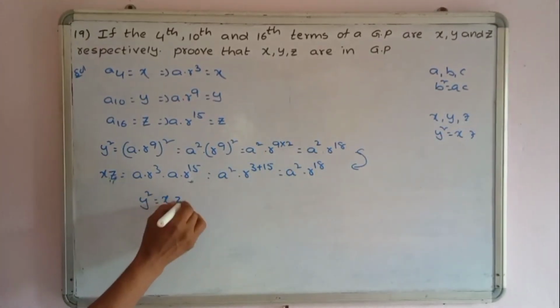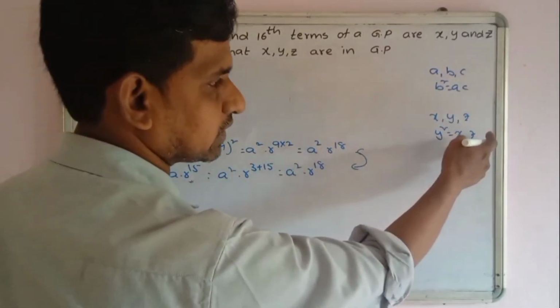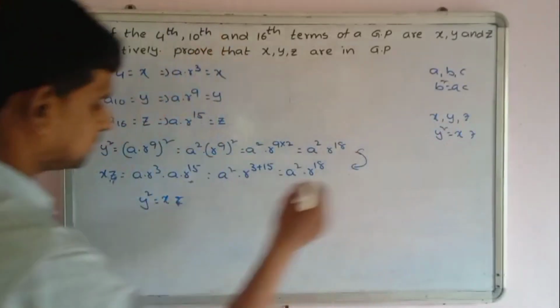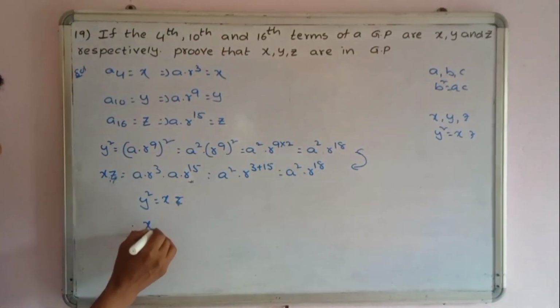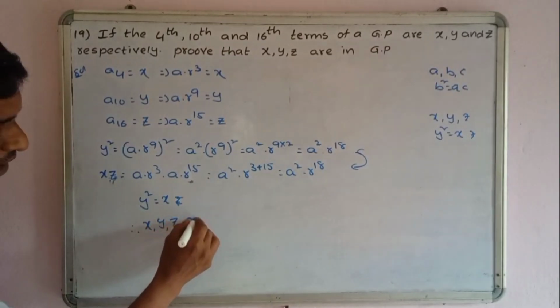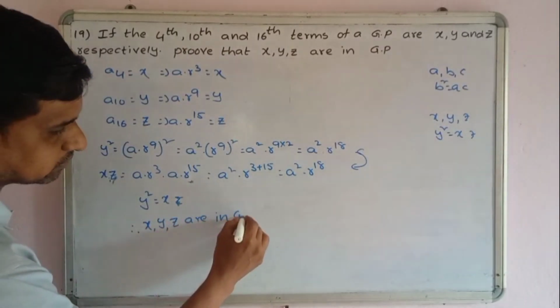సో y square equal to xz అయిందంటే ఆల్రెడీ చెప్పించుకోండి. y square equal to xz అయిందంటే x y z అనేవి ఎక్కడ ఉంటాయి? జీపీలో ఉంటాయి. Therefore x, y, z are in GP.